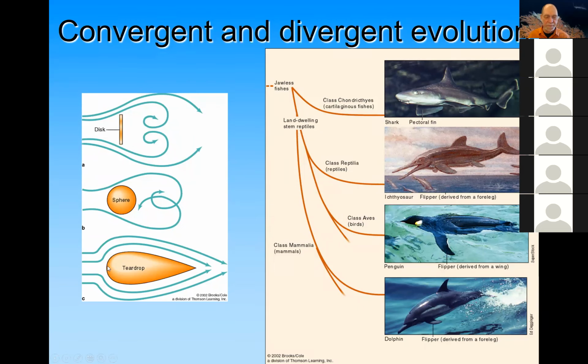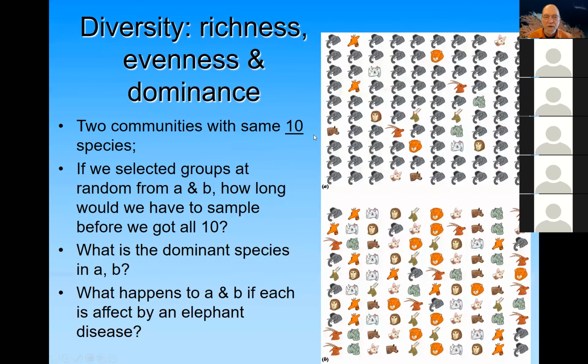And so they evolve this teardrop shape because that's an efficient form if you're moving a large volume of organic material through a watery realm. And so, evolution both diverges and converges. It converges around common requirements, common challenges, and it diverges according to separation of individuals. So, convergence and divergence. I've also referred to diversity.